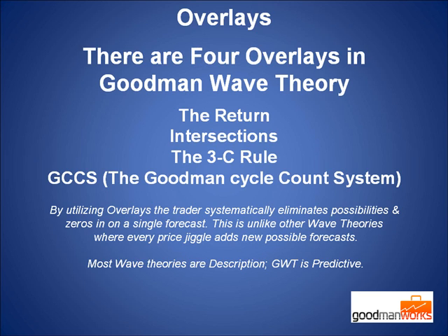In GWT, as prices progress, you are able to narrow down the possible forecasts instead of them multiplying with each new price jiggle. Overlays qualify trading candidates. The more overlays, the higher percentage trade you have found. The return, intersections, and 3C rule are GSCS overlays. GCCS is the final GWT overlay.